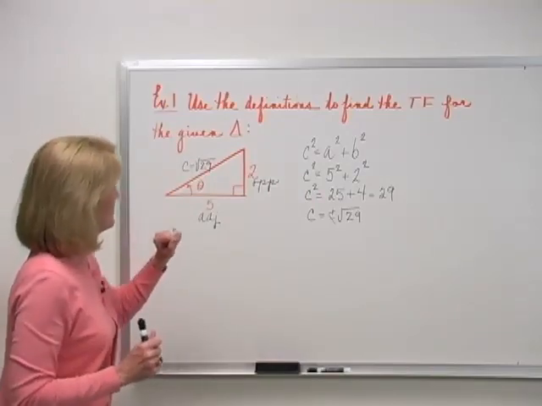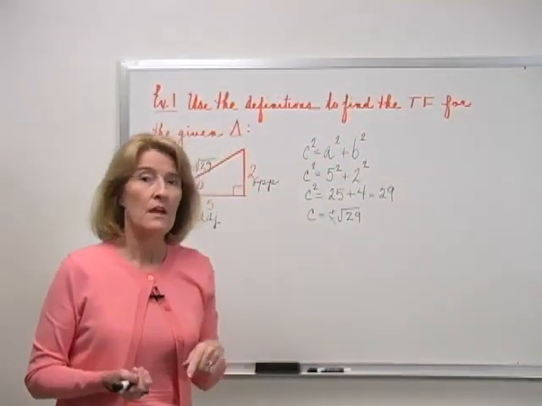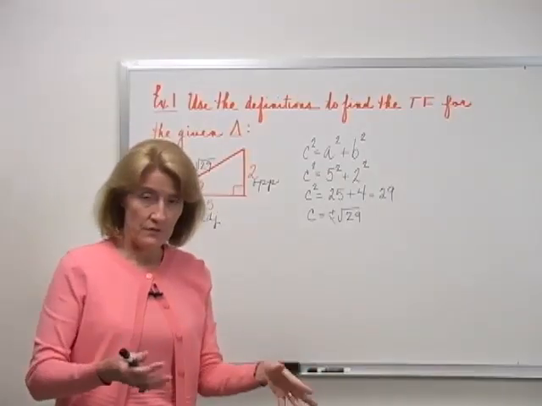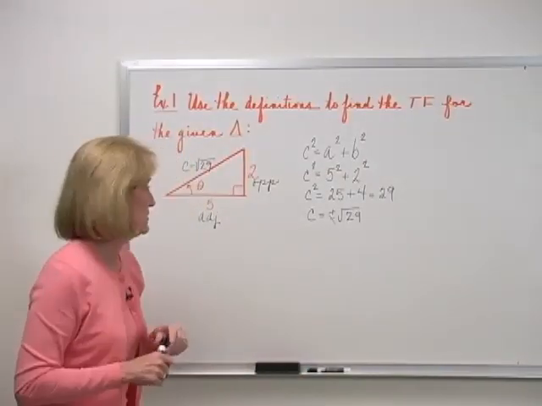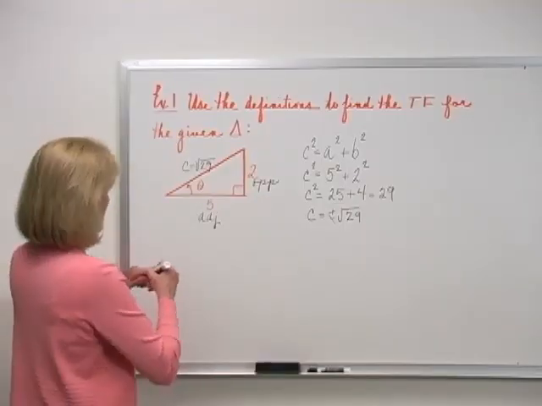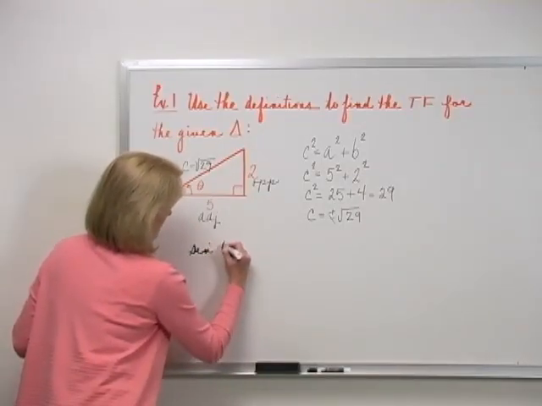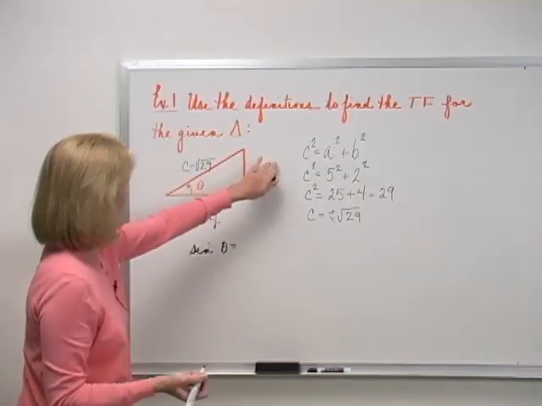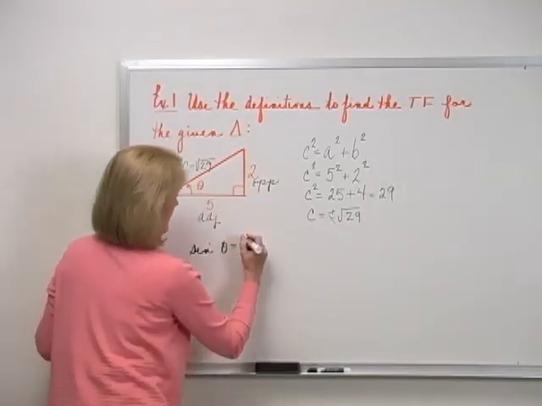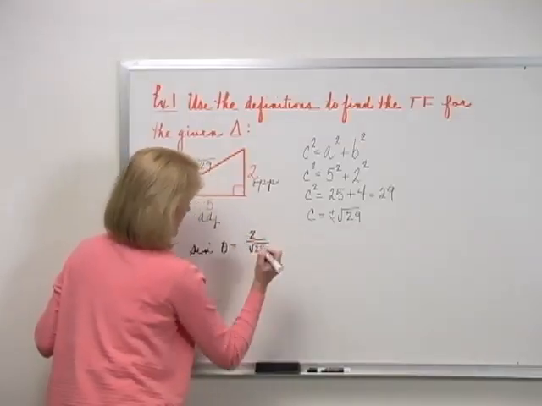All right, so back to the problem. We need to use the definitions. Do you remember them? If not, get them out in front of you and then practice, so in the future you will remember the 6 trig functions. Okay, here we go. We start with sine. The sine of theta is, and say it to yourself, the opposite over the hypotenuse. So that's 2 over the square root of 29.